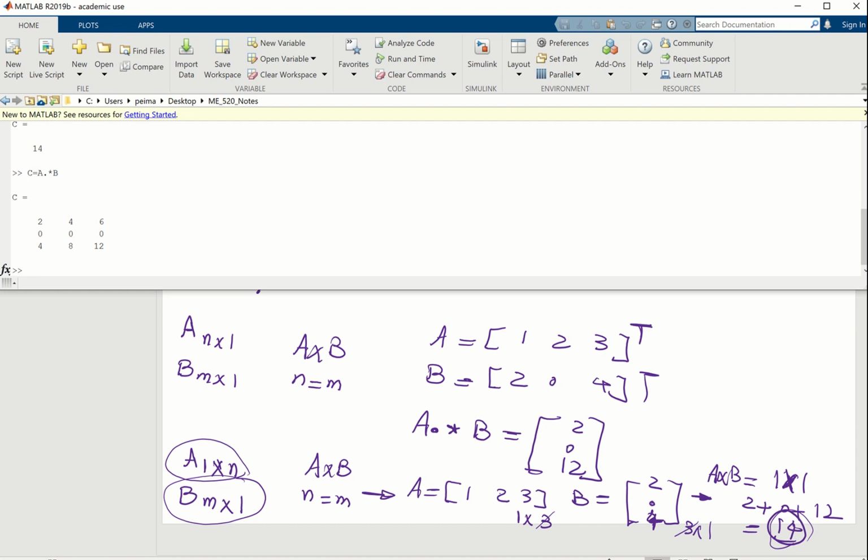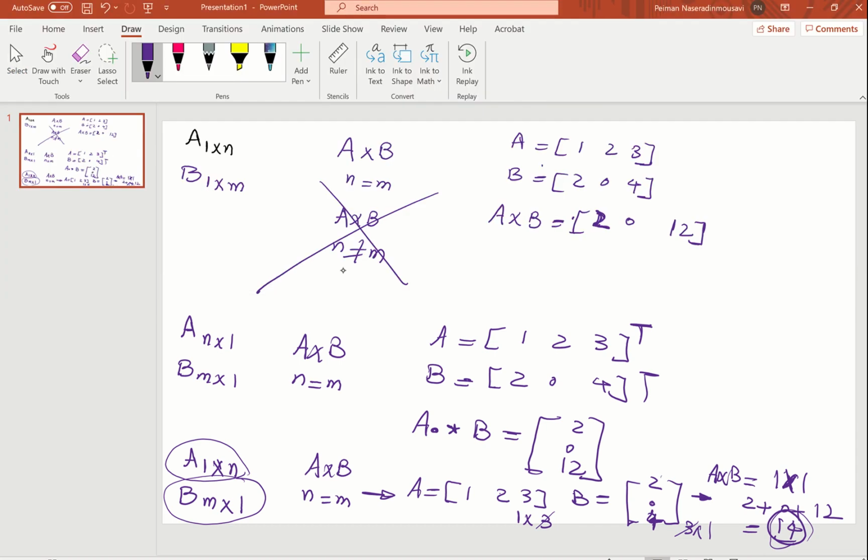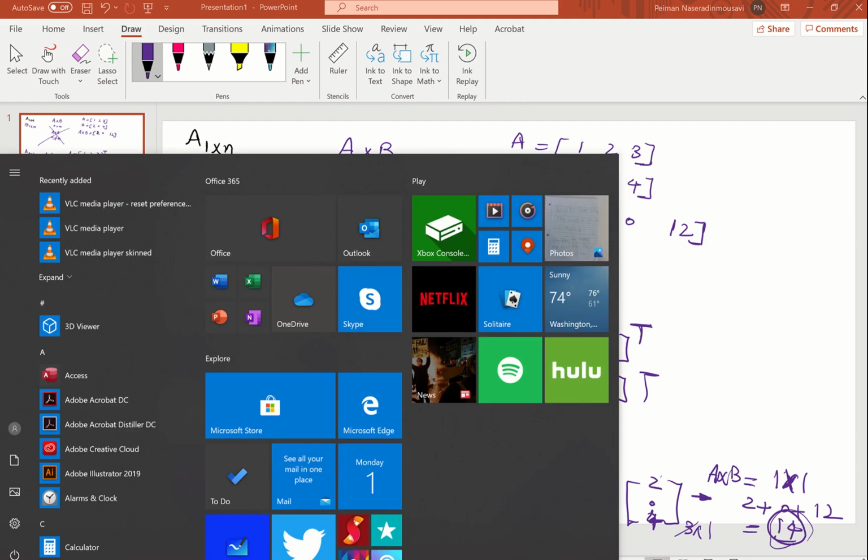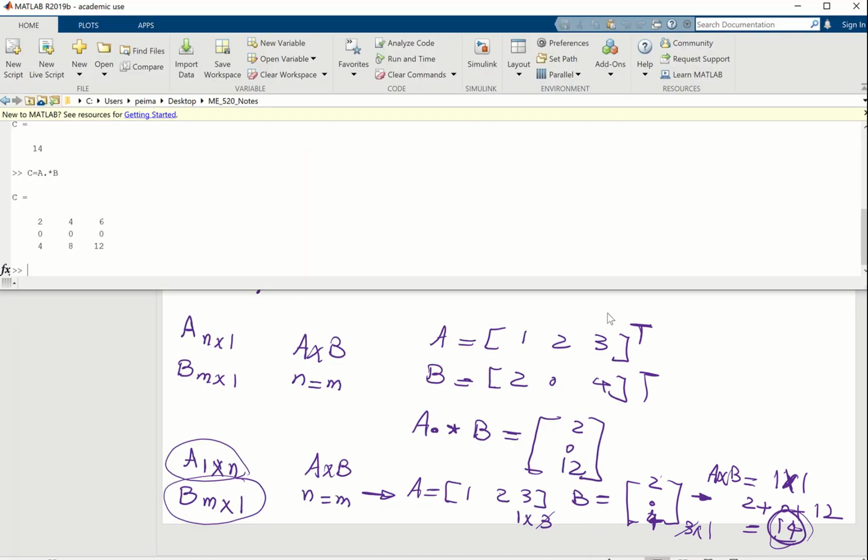Why? Look at here. When you say element by element, 2, 0, and 4, 4, 0, and 8, 6, 0, and 12. So when you are multiplying the rows by columns based on algebra, if you do element by element, you are generating a matrix. But if you are multiplying two vectors as they are, it gives you a scalar. That's right. So be very careful of this.